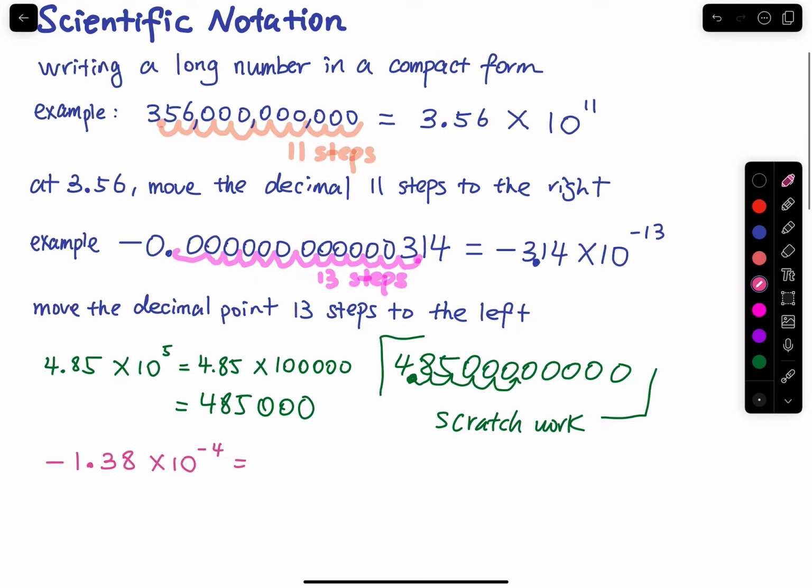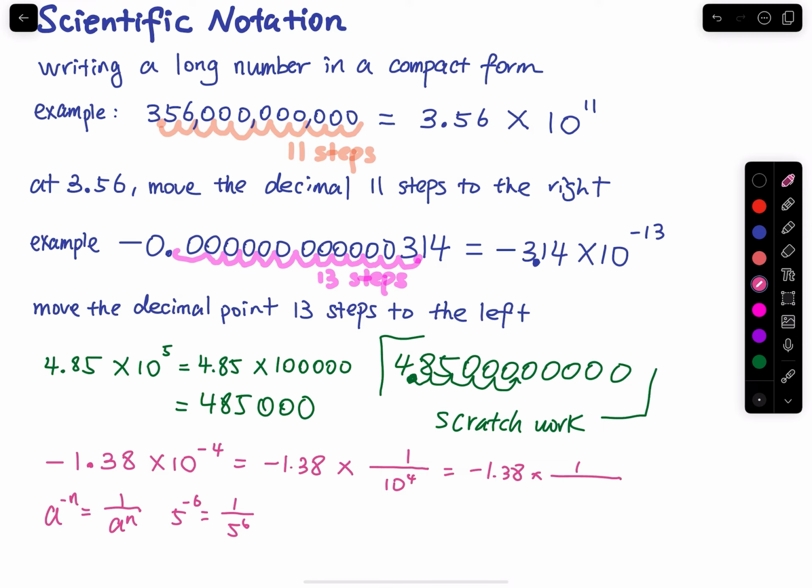Do you remember that a to the negative n is equal to 1 over a to the n? So let's say 5 to the negative 6 power, that is 1 over 5 to the 6, right? So this is negative 1.38 times 1 over 10 to the 4th power, which is negative 1.38 times 1 over 1 followed by 4 zeros. Am I right? So that is negative 1.38 divided by 1 followed by 4 zeros.